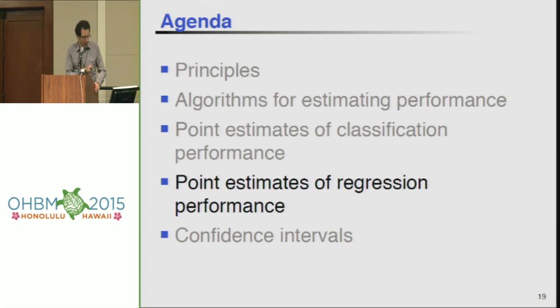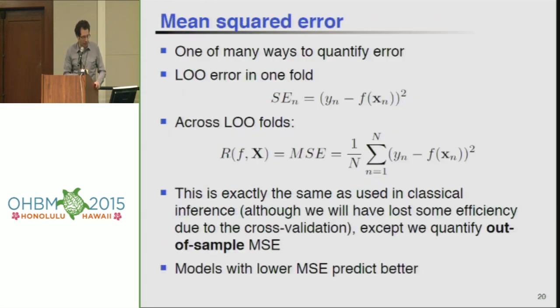I'm going to go over one point estimate of regression performance, because the other one is fairly similar. So this was for classification. What if you're doing regression? What if you're trying to, given brain scans, predict, let's say, some clinical score? Well, in this case, you can just compute in one fold, so that's the top here, the squared error. The target here we denote yn.